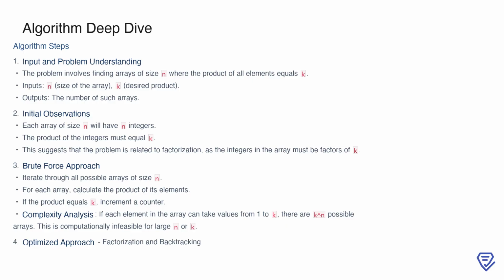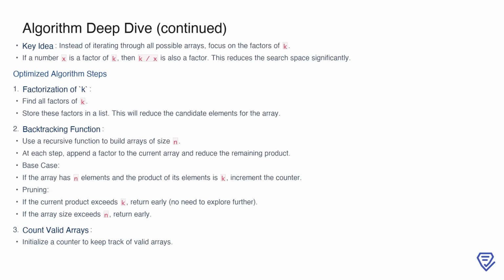Now, one way to approach this is through brute force, generating all possible arrays of size n and checking if their product equals k. However, this approach becomes computationally infeasible as n or k grow larger, because the number of arrays to evaluate grows exponentially, at a rate of k^n. To overcome this, we need a more optimized strategy that focuses on the factors of k and leverages backtracking to efficiently explore valid combinations. The key idea in the optimized approach is to narrow down our search space by focusing on the factors of k.